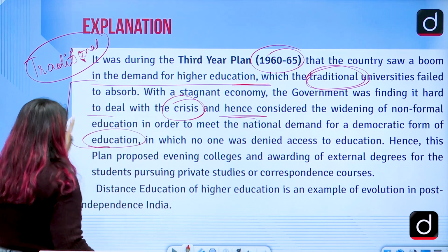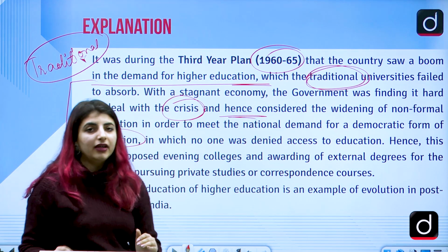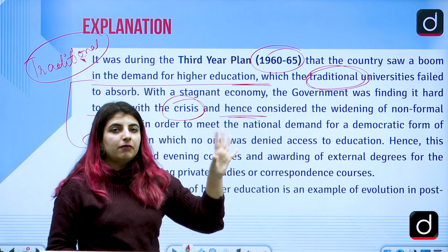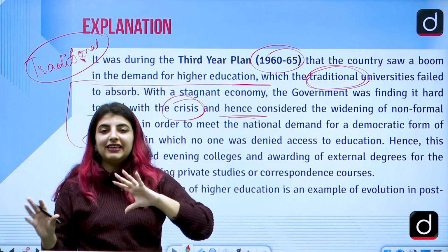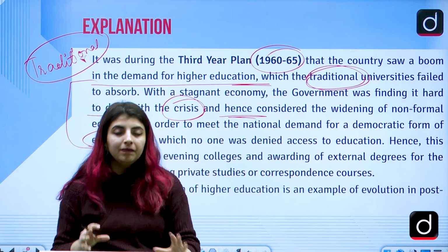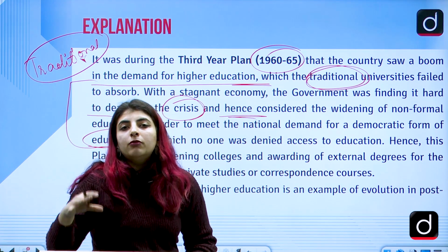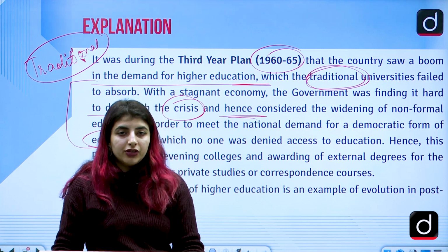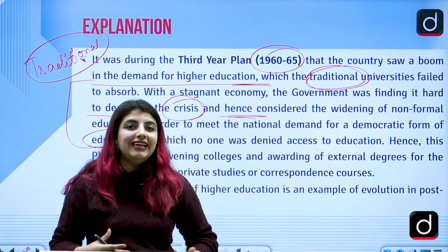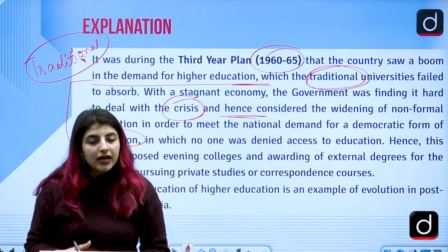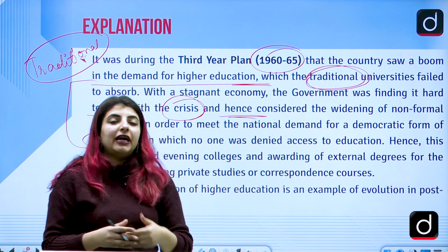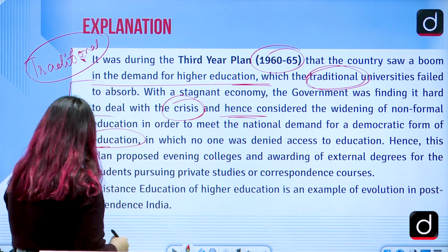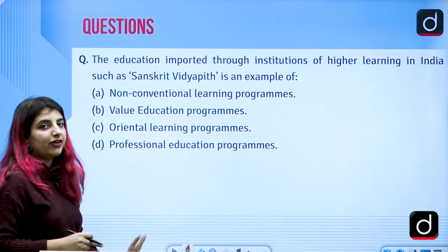So basically, if we see the entire thing which we have here written, it just means that because of the stagnant economy in the third 5-year plan's age, 1960 to 65, the economy was not booming. Hence, students were not getting enrolled in the colleges or the institutions because they were demanding a certain kind of fees, right? So at that point of time, to even gain education, correspondence courses took a boom, correct? So it was the distance education which was there.